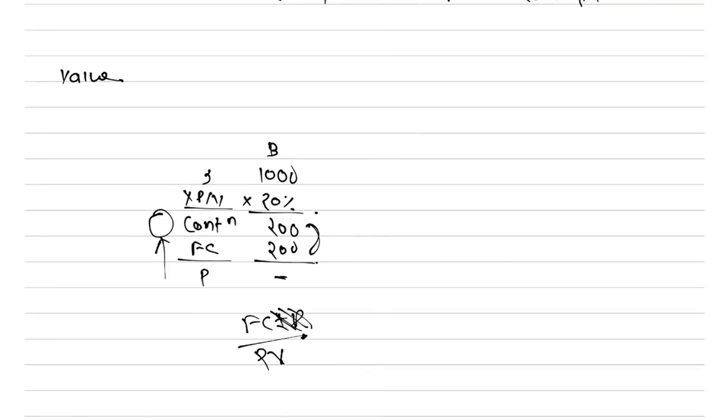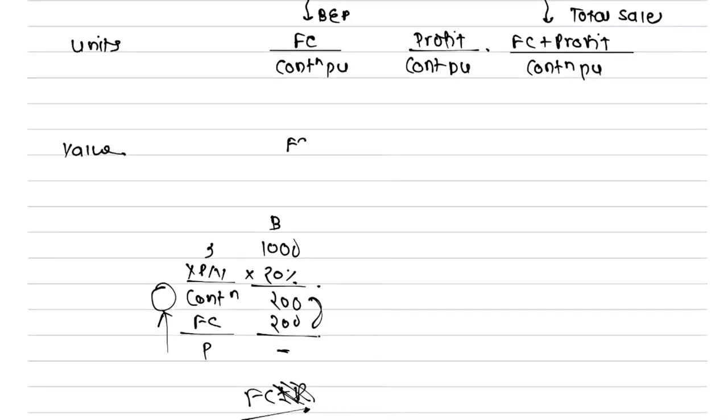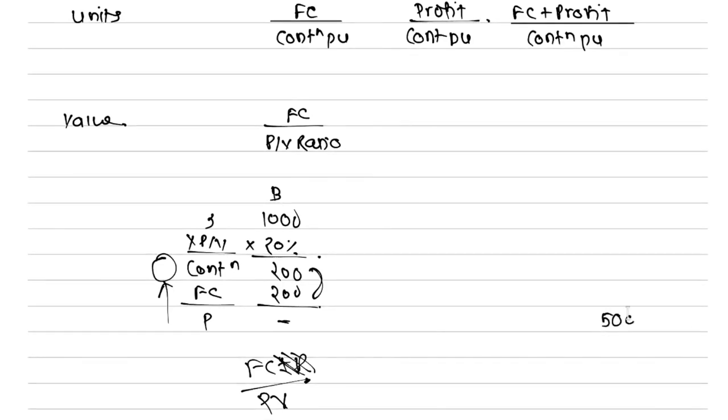So your formula over here will be fixed cost divided by PV ratio. Achha, chalo, if I ask you like this, sir, I want to make 500 rupees ka profit. Kitne rupee ka? What should be my sales value? Can I say 200 is your fixed cost? So how much you want in your bank account? 700, right? Once you get 700, you gonna pay your fixed cost of 200. Please pay attention. Then 500 profit you will get, right?